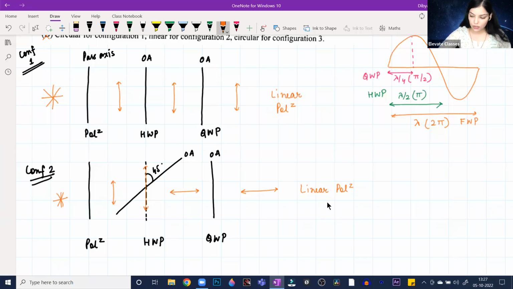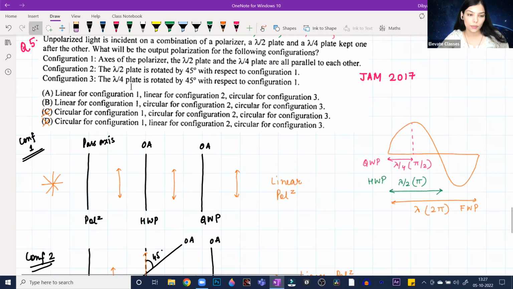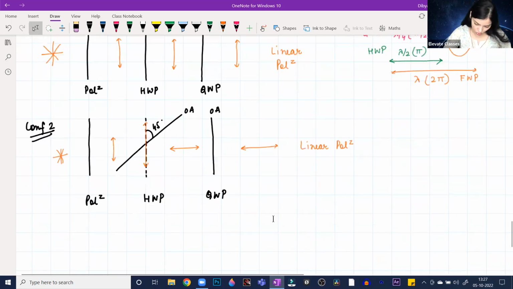Okay. Configuration number 3 is saying that the lambda by 4 plate is rotated by 45 degree with respect to configuration number 1.